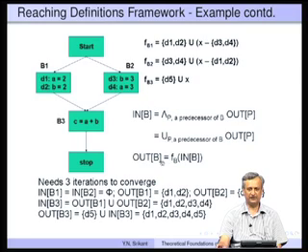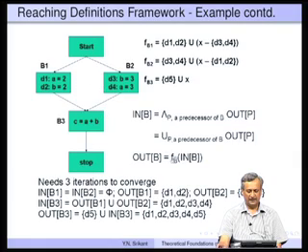Here are the two equations. So, this iterative algorithm requires 3 iterations to converge. In every iteration we use the depth first search order. So, we go here, then this and then this. When we come to this, both these results are available to us for the meet operation, otherwise we need to make one more iteration.